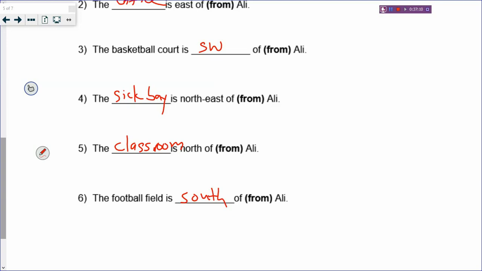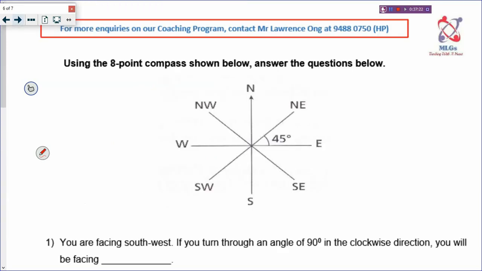And the word "of" is very important because students always get confused and make a lot of mistakes when you have questions like this. So take note so that you get all the marks from this type of question. Now we look at the 8-point compass.